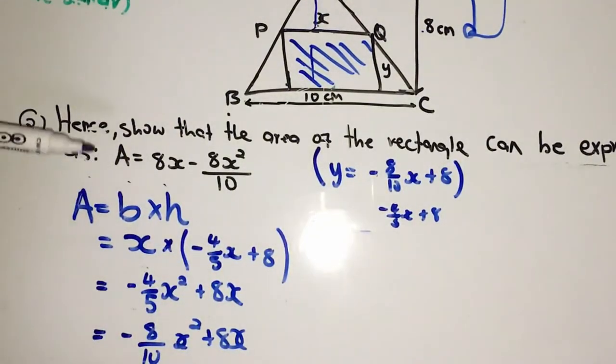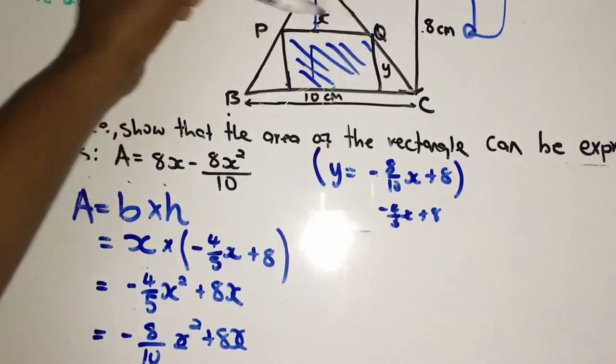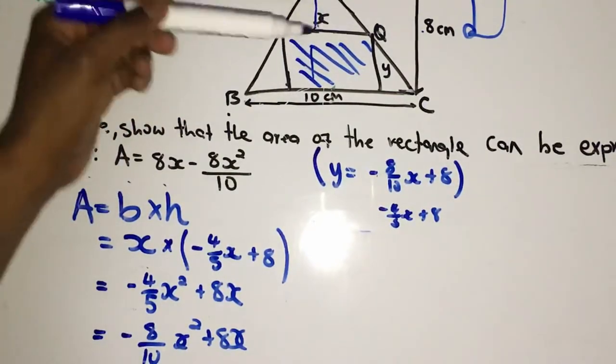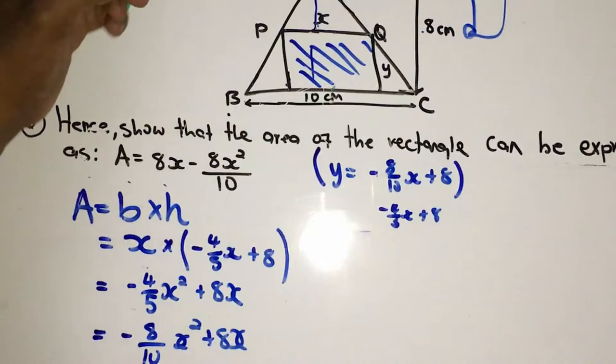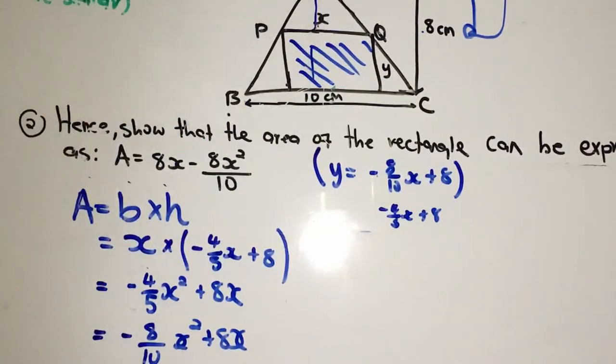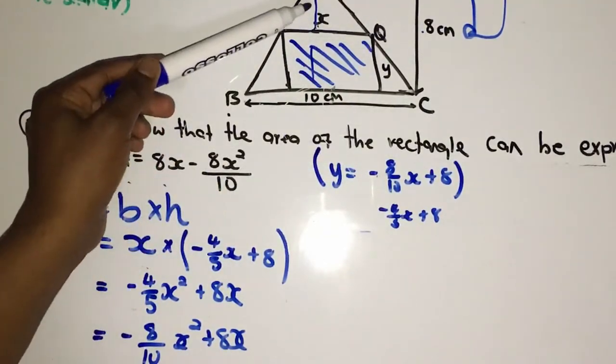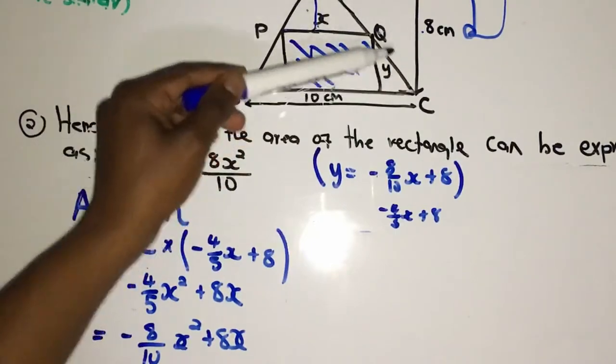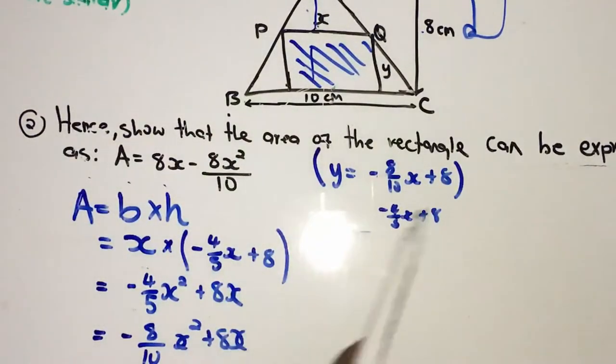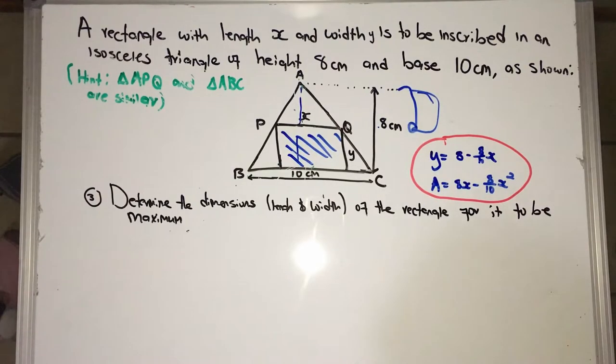So that is how we re-express the area, where we have this little rectangle in terms of x. Because we've already expressed y in terms of x, we just take y multiplied by x, with y re-expressed in terms of x like that. So that is the final answer here. Question: determine the dimensions, in terms of length and width, of the rectangle for it to be maximum.